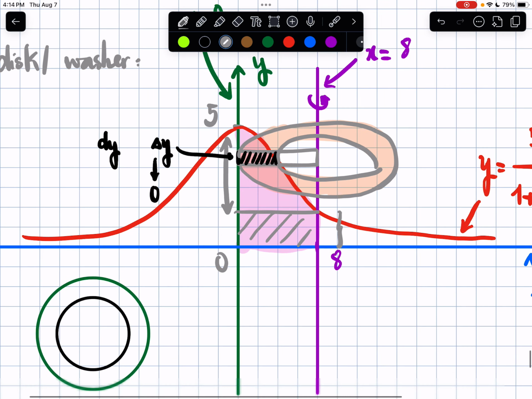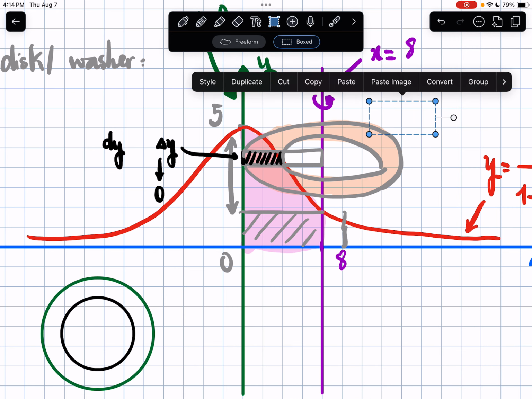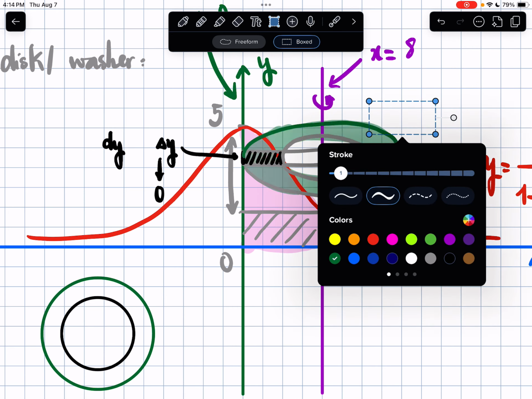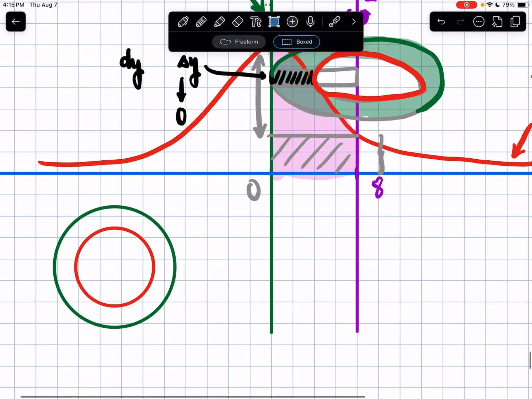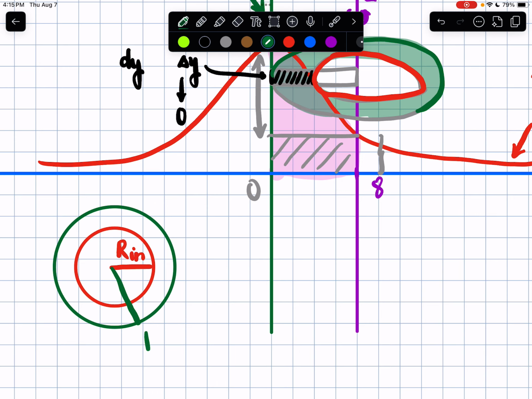The outer circle corresponds to the green curve. The inner circle corresponds to the red curve. So this gives us the inner radius r_in and the outer radius r_out.